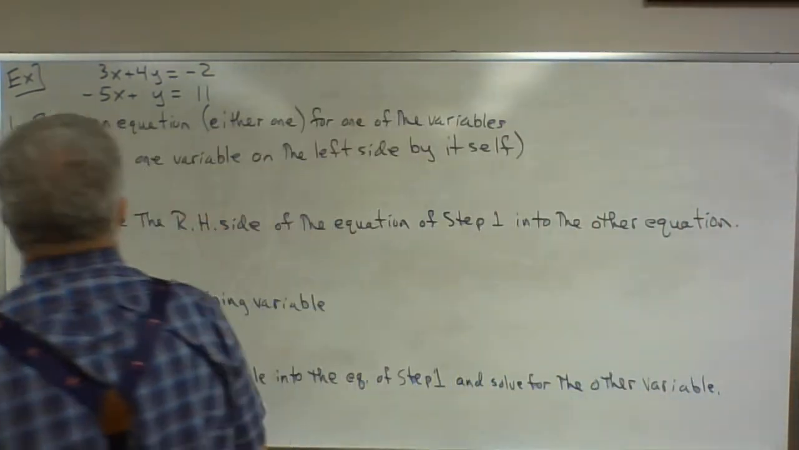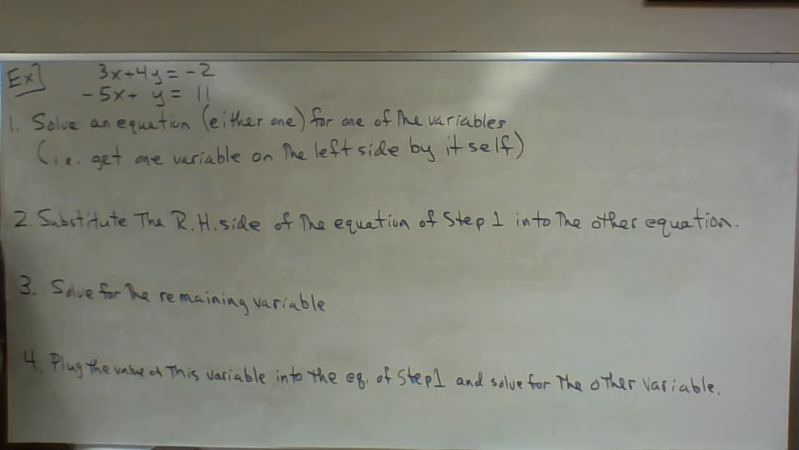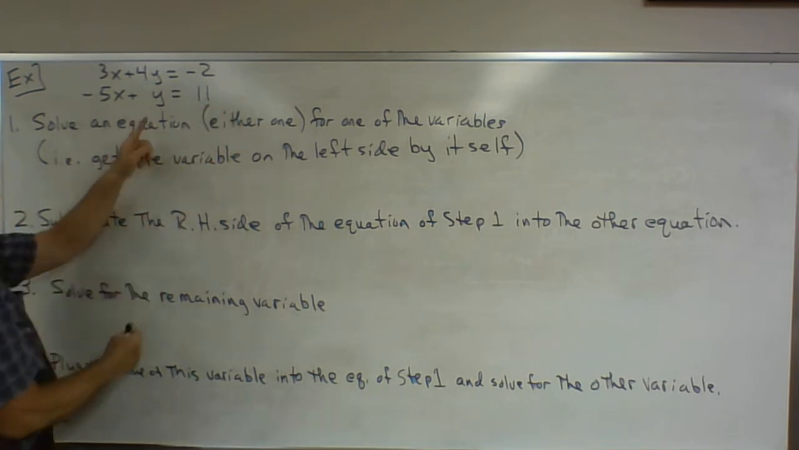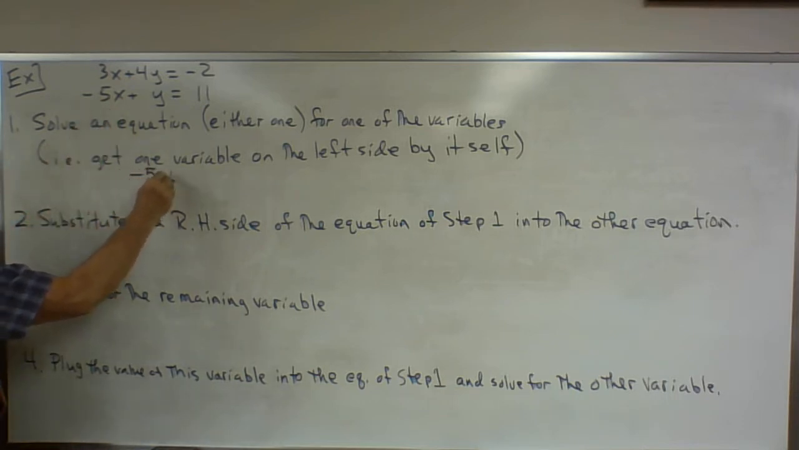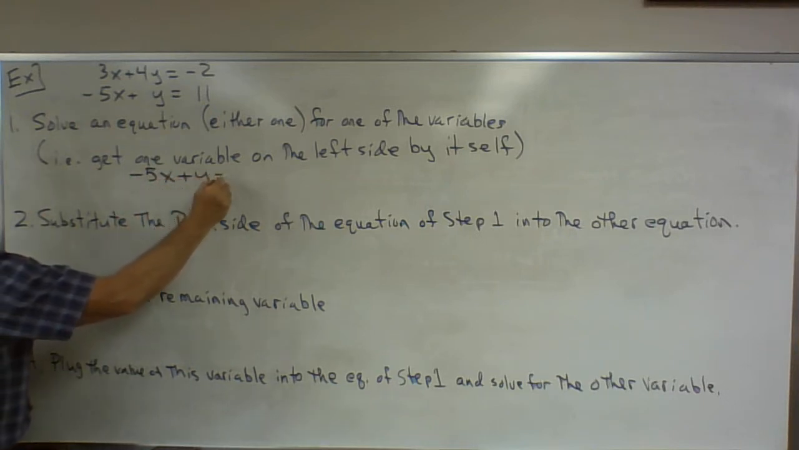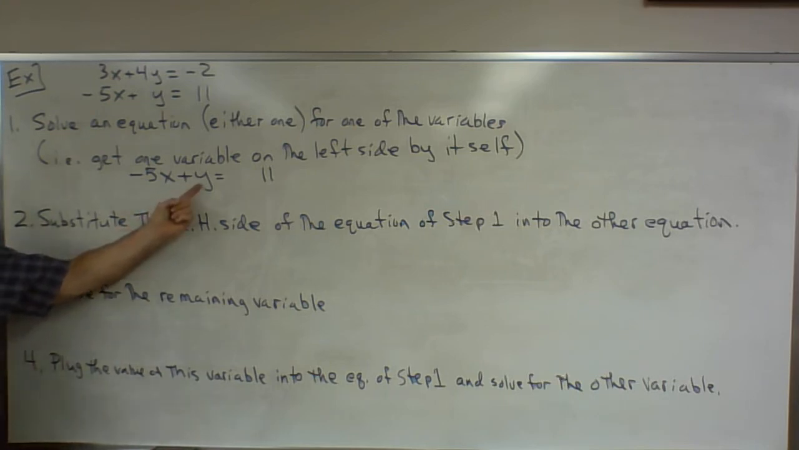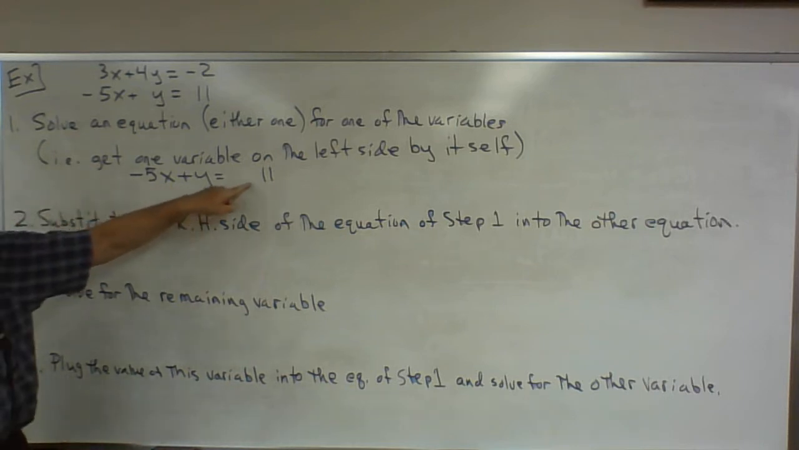And I'm looking at this and I see y right here. Just y by itself. It's not something times y, it's just y by itself. And I'm thinking, you know what? I can just move this -5x to the right side and y will be on the left side by itself. So I'll take this equation, -5x plus y equals 11. And I want to get that variable all by itself. So I'm going to take -5x and move it to the right.